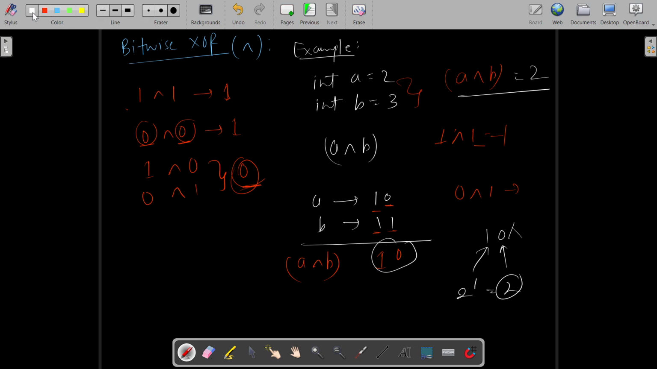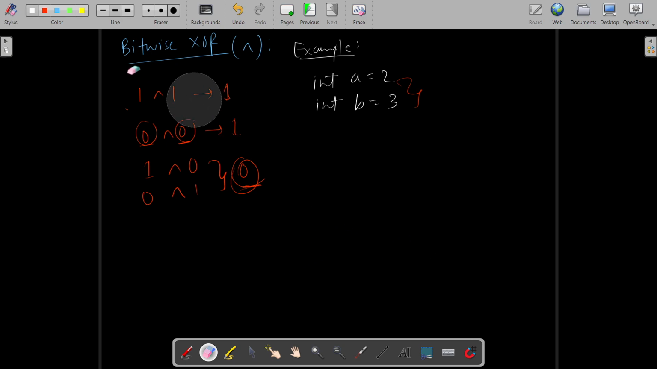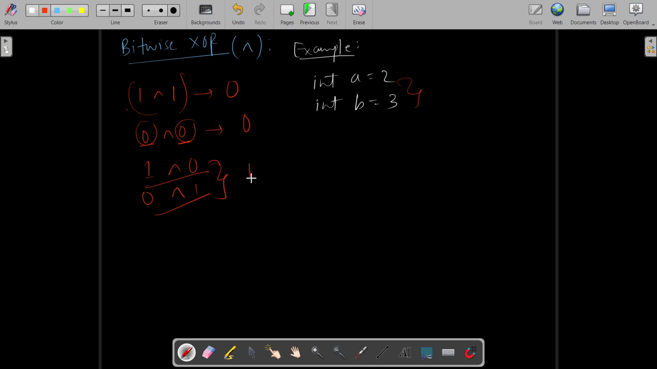So for the bitwise XOR, let's erase all of this. I got it. If both the bits are the same, then it will give us 0. And if both the bits are different, it will give us 1. So 1 XOR 0 or 0 XOR 1 gives us 1 only. Now if we try to find the bitwise XOR, a has binary representation 1 0, and b, which is 3, has binary representation 1 1.